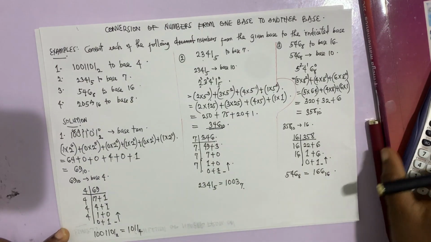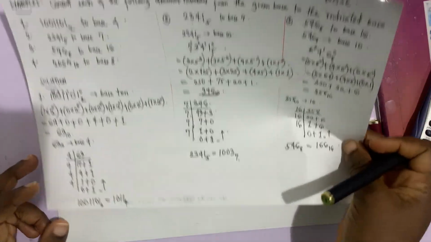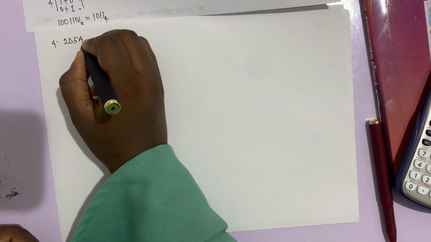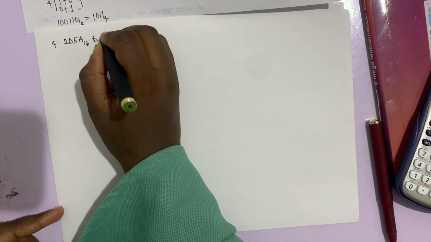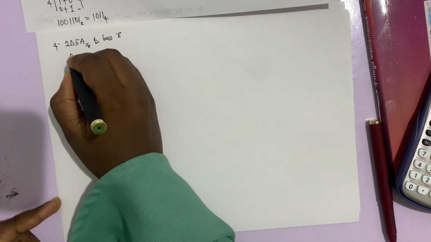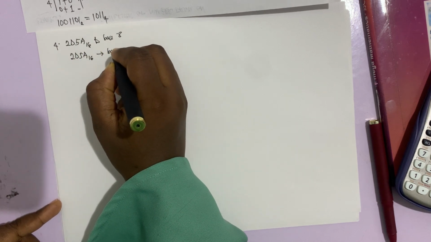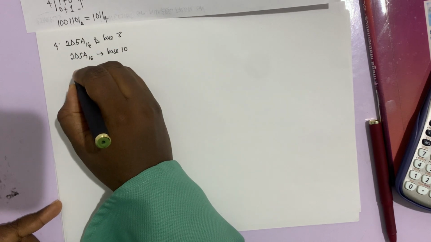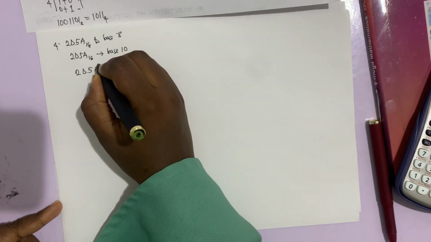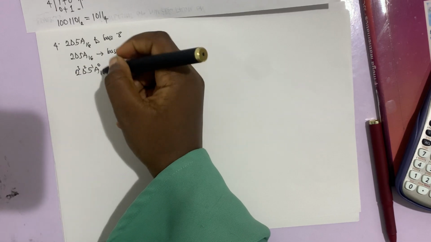And we have one more question to solve. Convert 2D5A base 16 to base 8. The first thing we do is convert 2D5A base 16 to a base 10 number. And how do we do that? We write it out and give it index numbers starting from 0, 1, 2, 3. Remember, it's in base 16.